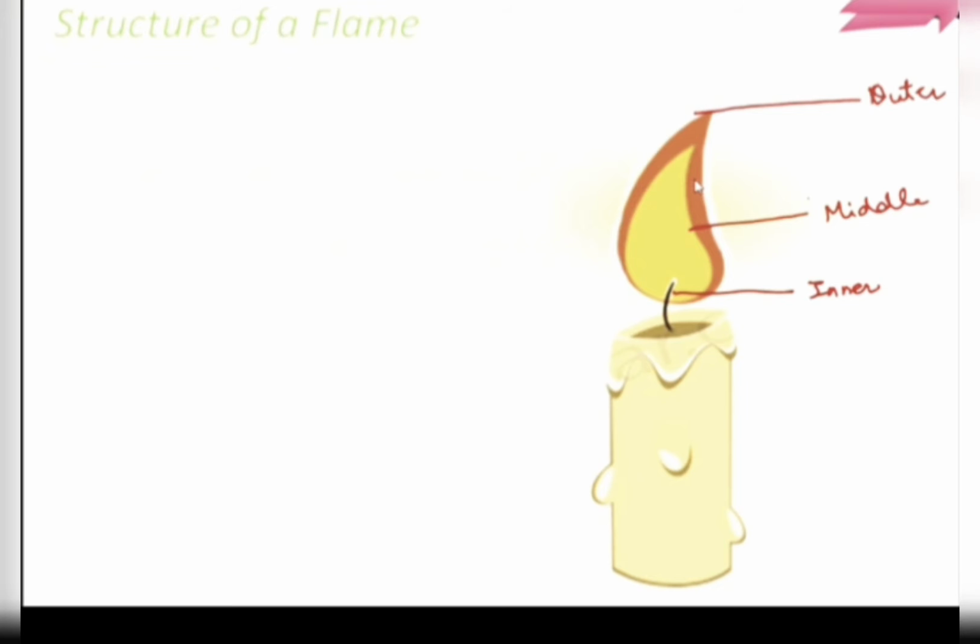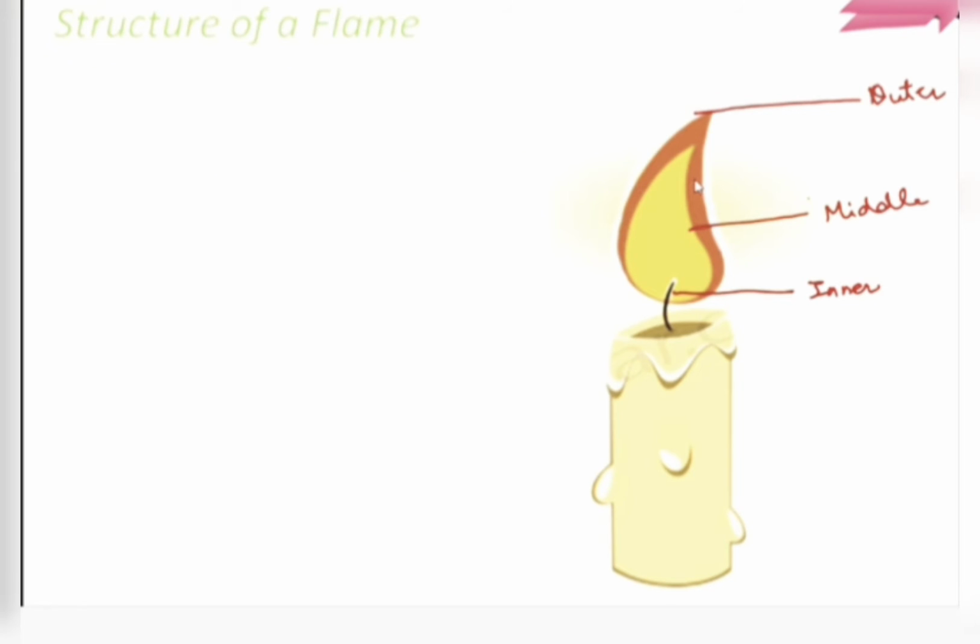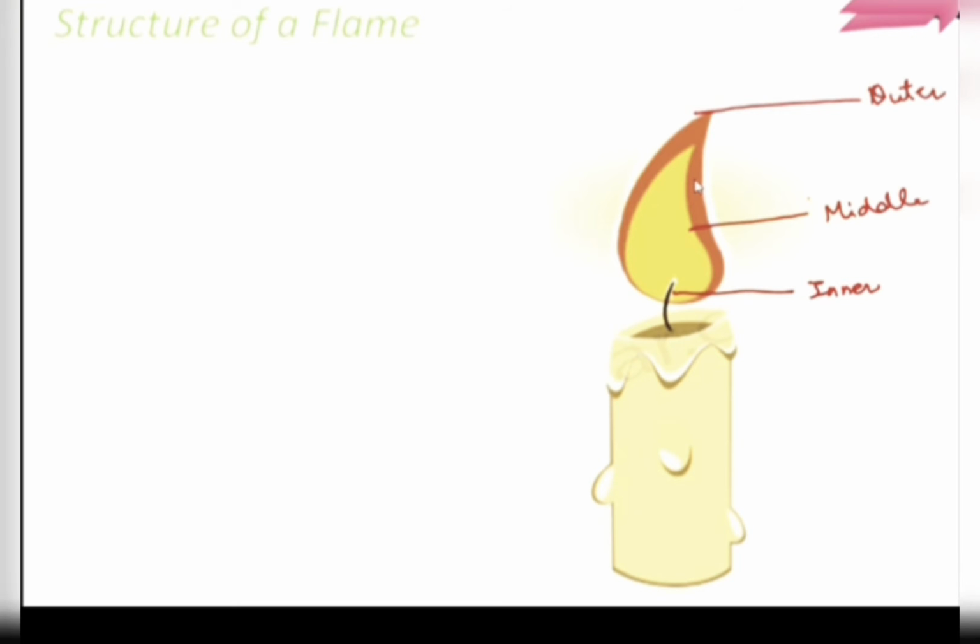Let's look at the structure of a flame. If you closely observe the flame of a candle, you will see that it's not one layered structure. If you observe it closely, you will see that the centermost part of the flame is blackish in color. If you look at the center part, which is the majority part, this part appears yellowish in color. And if you closely look at the outer part, this one, it's slightly bluish in color.